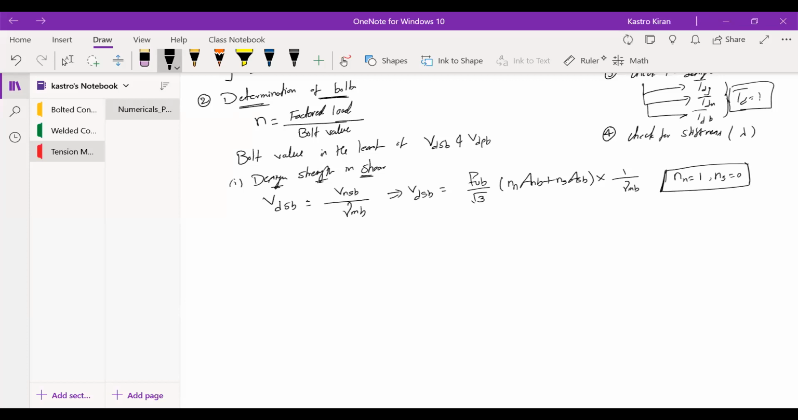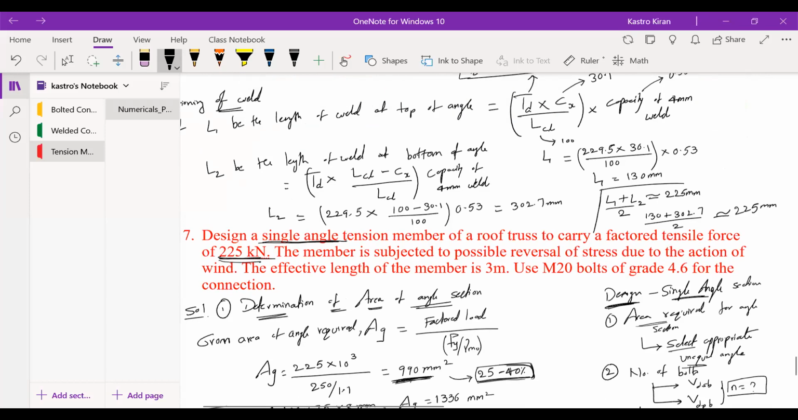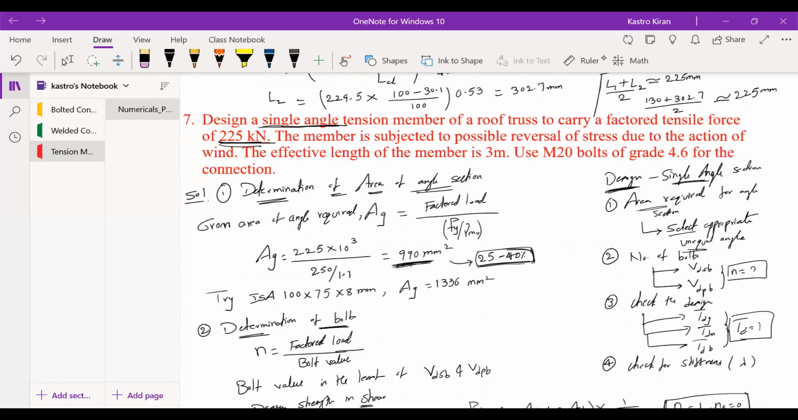Let's solve for this. Therefore, VDSB equals, we need to find out the value of FUB. The grade of bolt is given as 4.6.